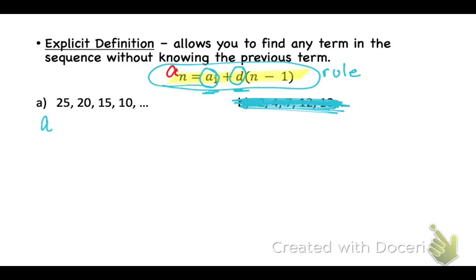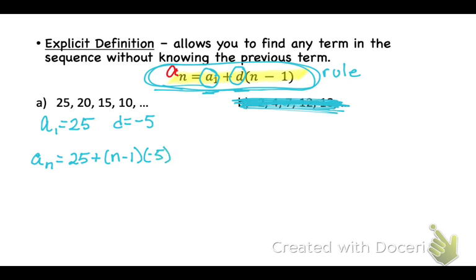So what is a sub 1? 25. What is d? Minus 5. So all I do is plug them into the rule and simplify. So a sub n equals a sub 1, which is 25, plus, I'm going to put the parentheses first, n minus 1 times negative 5, just because it's negative.